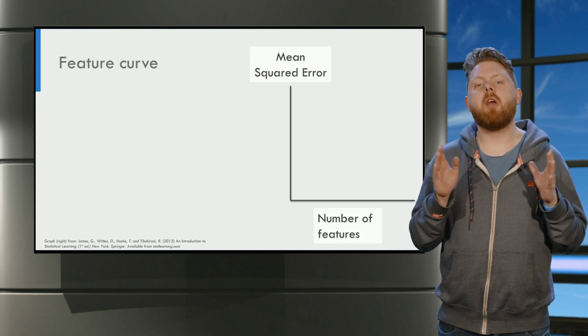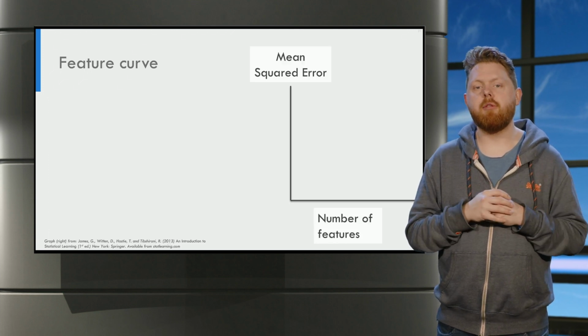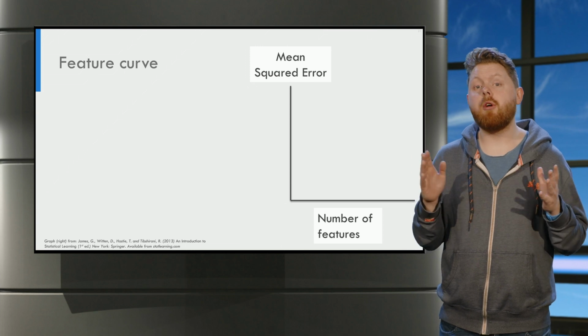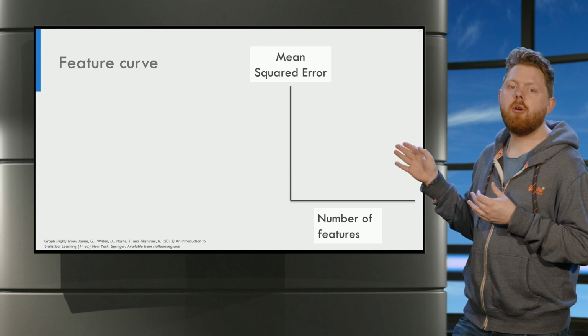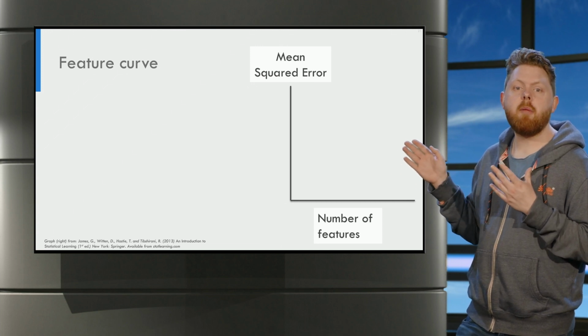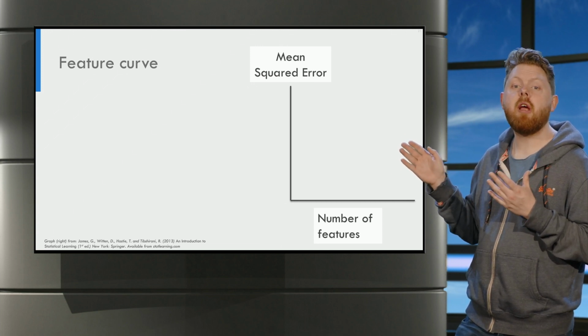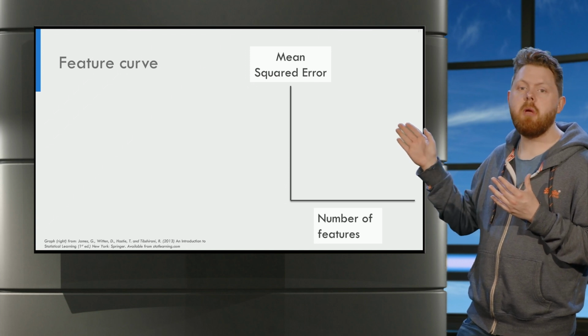Now we have discussed everything regarding the complexity curve. Let us now talk about the feature curve. A feature curve is obtained by varying the amount of features and plotting the train and test error, or here we use the mean squared error.